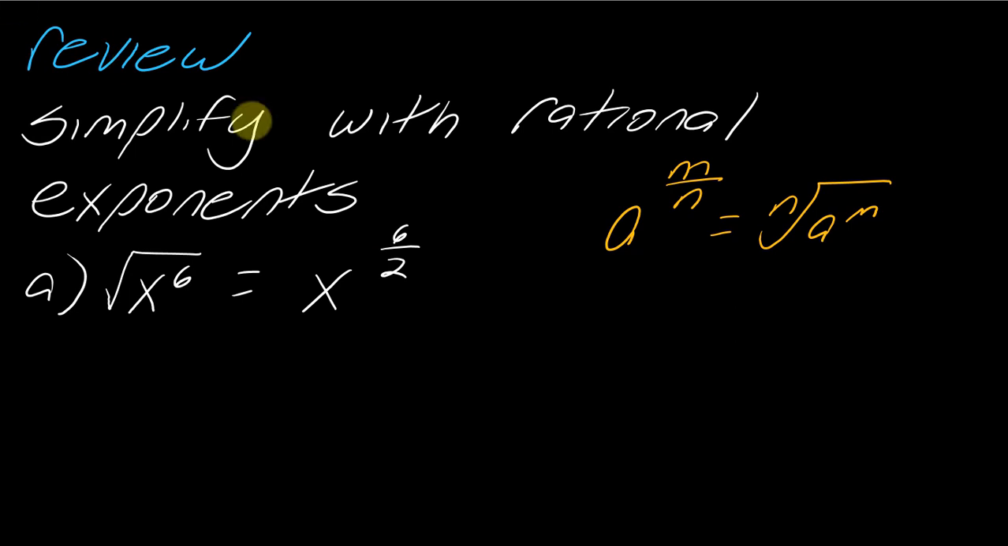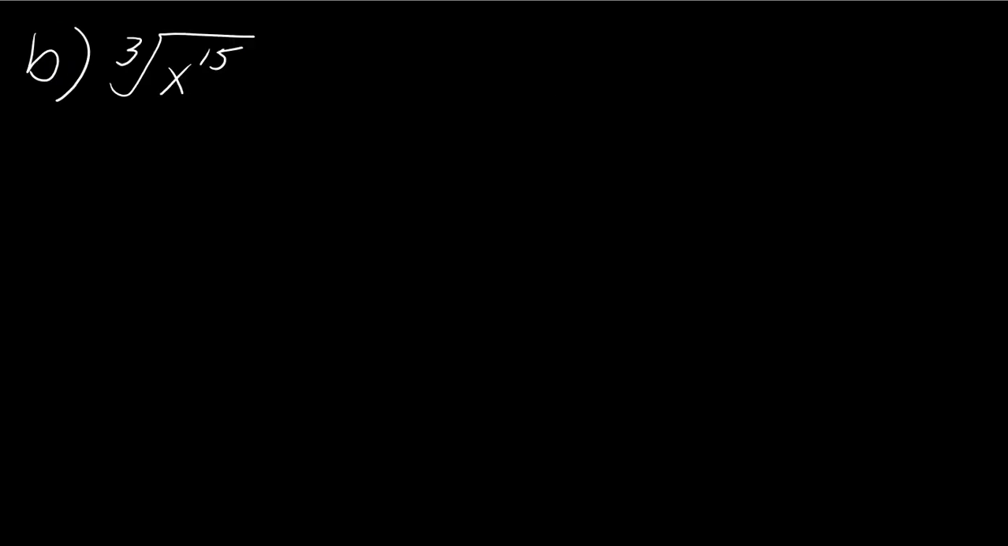Now that I've written this as 6 over 2, I can see that this is just x to the 3rd. Let's do this one more time. The cube root of x to the 15th can be rewritten as x to the 15 over 3. That just becomes x to the 5th.